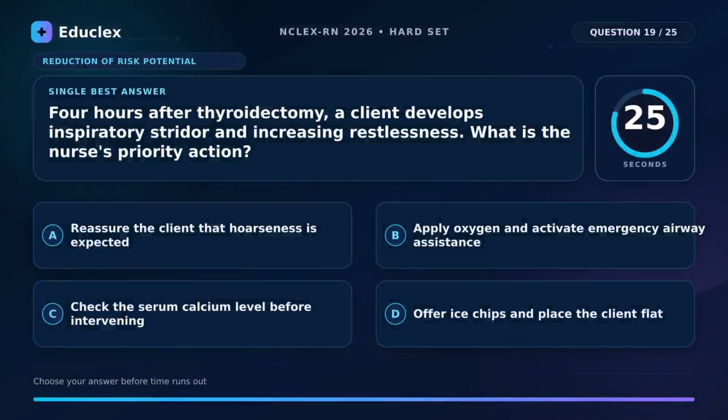Question 19. 4 hours after thyroidectomy, a client develops inspiratory stridor and increasing restlessness. What is the nurse's priority action? Here are the options. Option A, reassure the client that hoarseness is expected. Option B, apply oxygen and activate emergency airway assistance. Option C, check the serum calcium level before intervening. Option D. Offer ice chips and place the client flat. Your 25-second thinking time starts now.